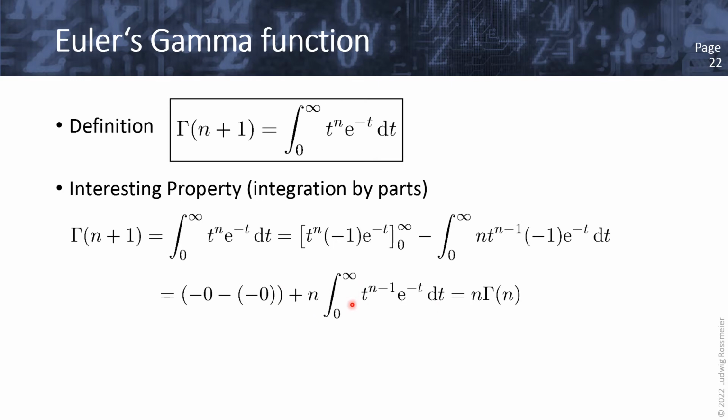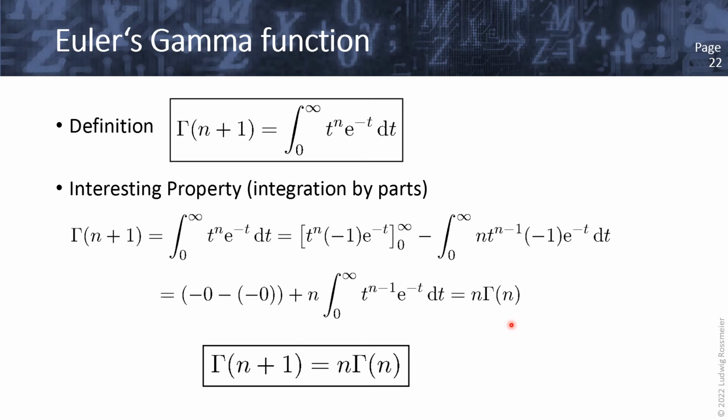The rest here is unchanged, but now we see, having a look at this initial equation, that if we use n minus 1 here, we get the same as above. That means gamma of n is the same as here using n minus 1, and that means we get n times gamma of n. This is an interesting property, because if we write here, gamma of n plus 1 is the same as n times gamma of n.